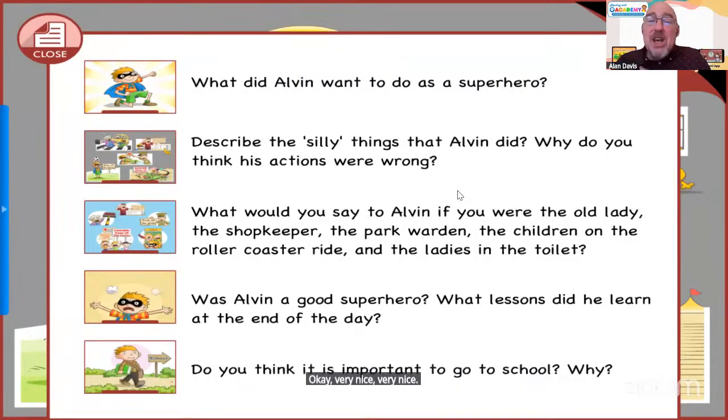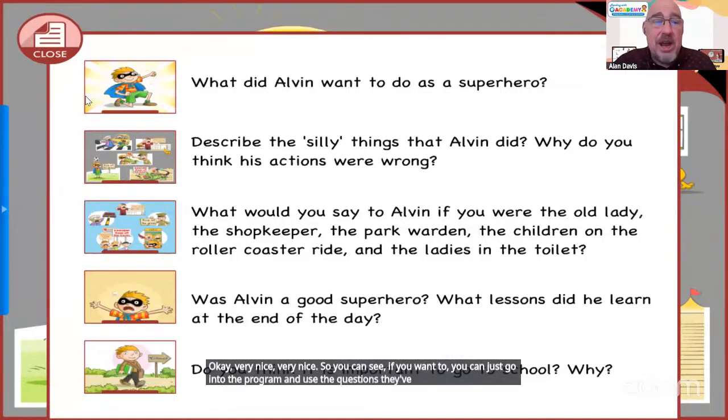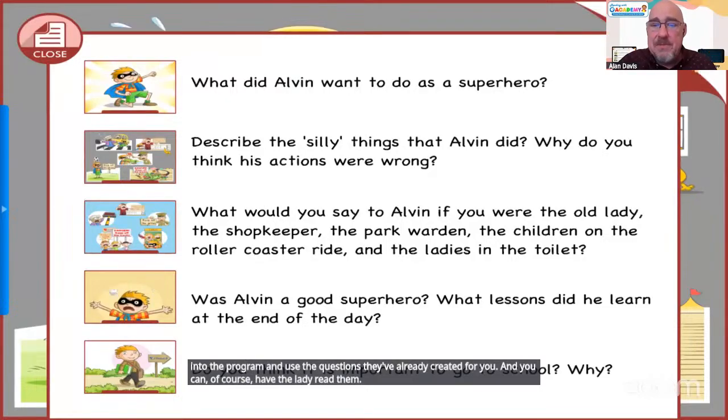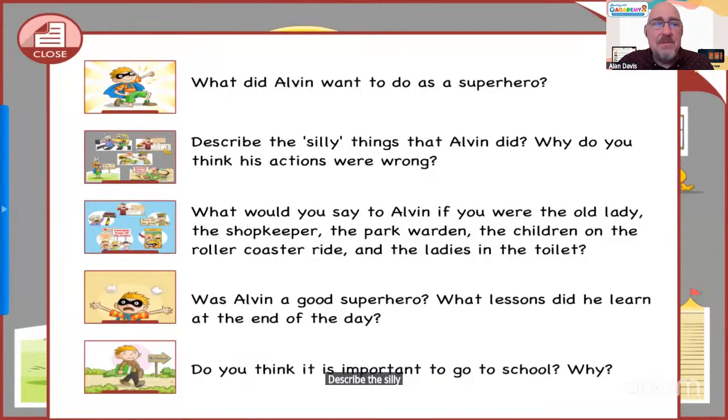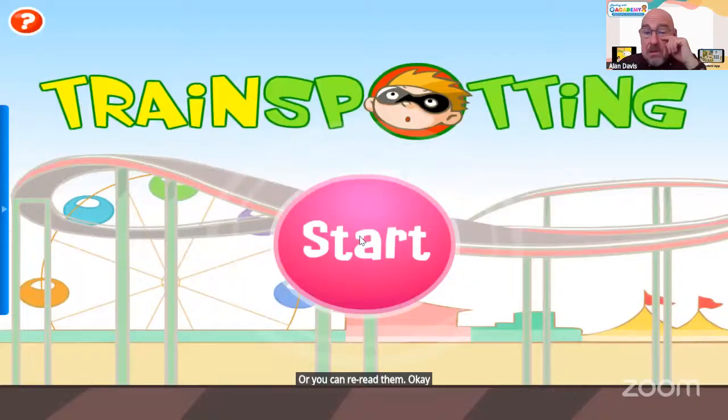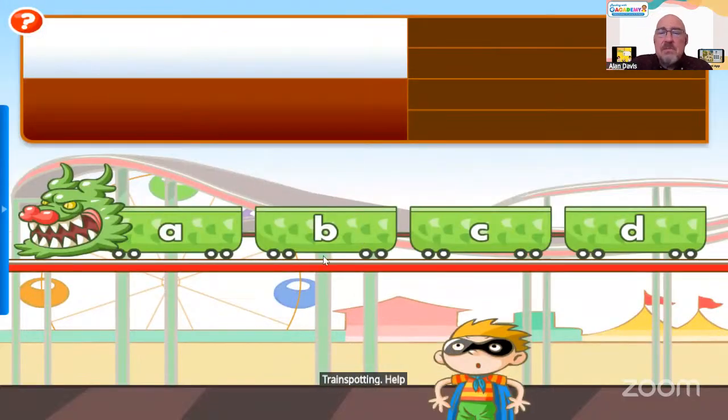So you can see, if you want to, you can just go into the program and use the questions they've already created for you. And you can, of course, have the lady read them. Describe the silly things that Alvin did. Or you can read them to you. Okay. Train spotting. Help Alvin spot the train carriage with the correct answer.